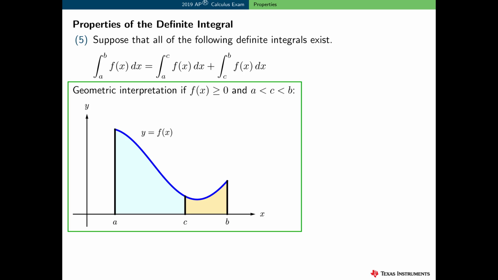There is a very reasonable geometric interpretation of this property if f of x is greater than or equal to 0 and c is between a and b. In this figure, the area under the graph of f from a to c plus the area from c to b is equal to the total area under the graph of f from a to b.